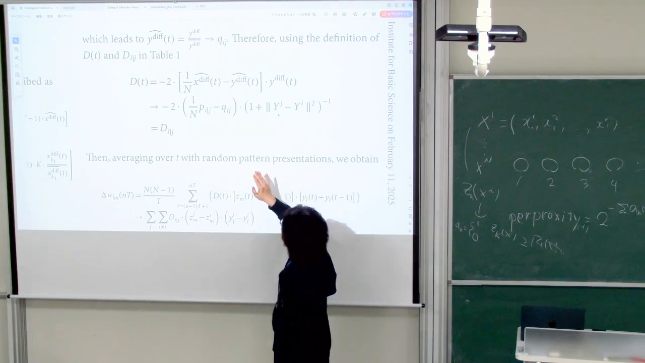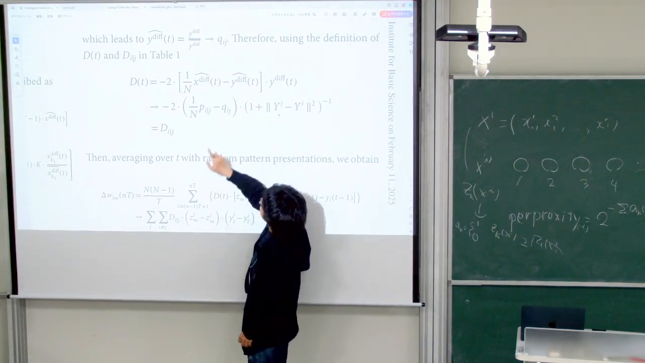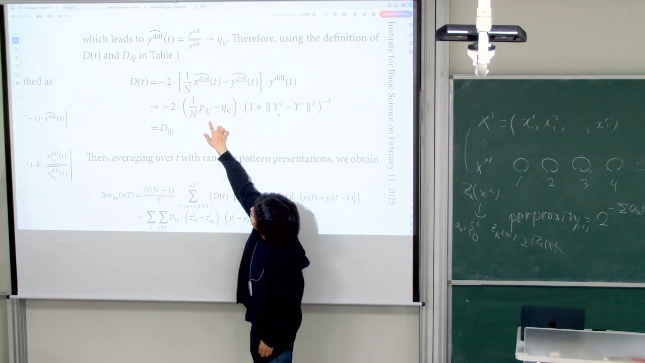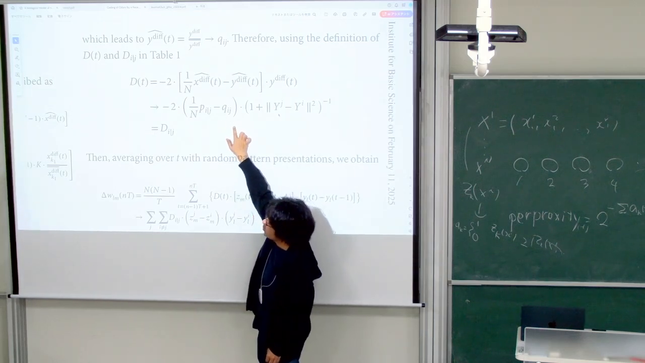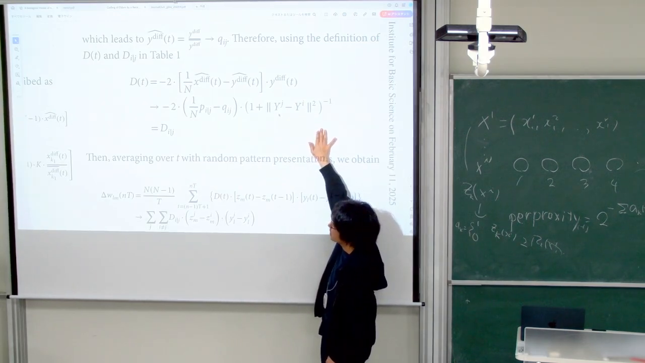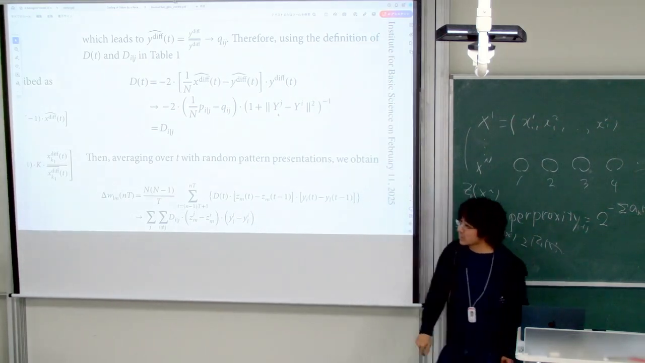The definition of the DT is here. And this corresponds to the input distribution, output distribution, and output difference. And this corresponds to... very nice.